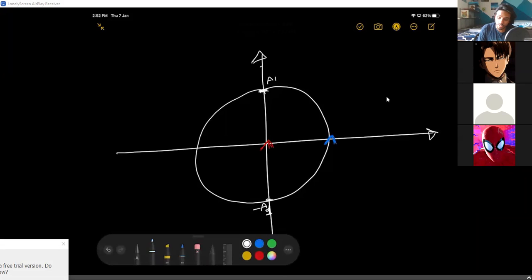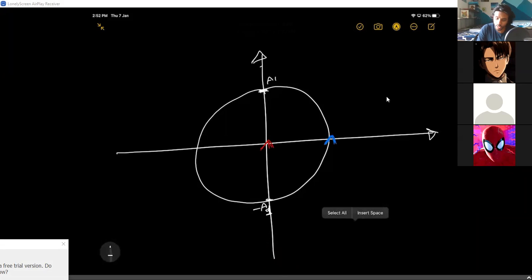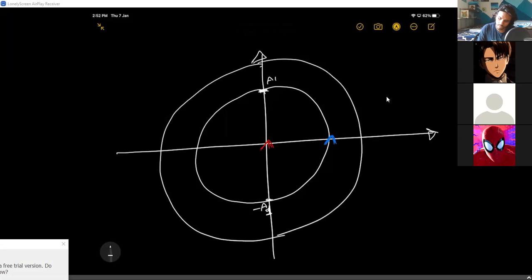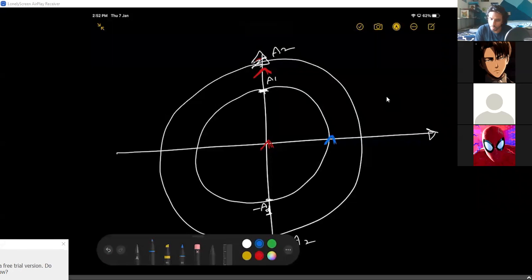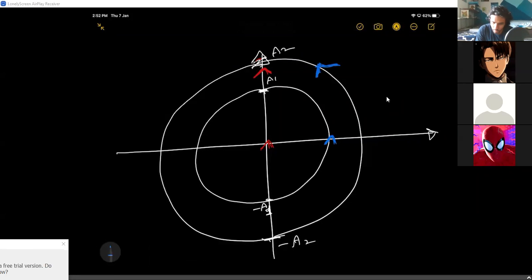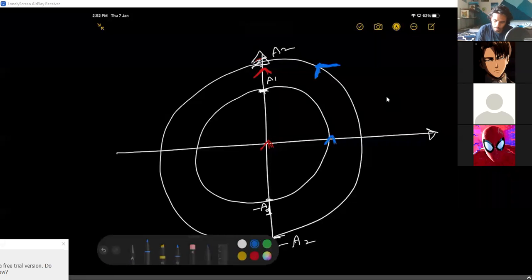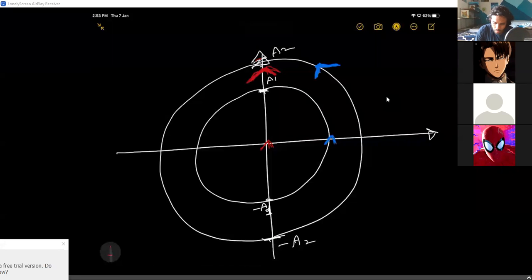The other SHM has a bigger amplitude, so it will have a bigger circle whose amplitude is A2 to minus A2, and this particle is already at some phase. It's already moved and is somewhere near the positive extreme. It's not at the positive extreme, but somewhere near it. So her mummy will be somewhere around here. So I'll draw a big mummy and a big baby. That is for the bigger SHM.